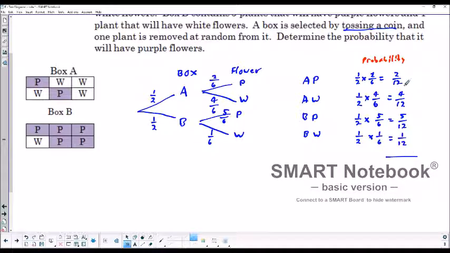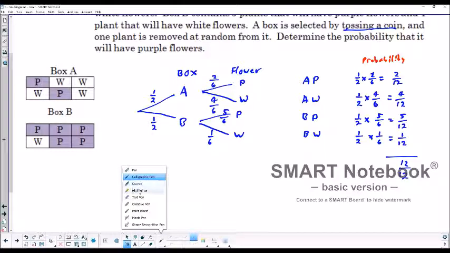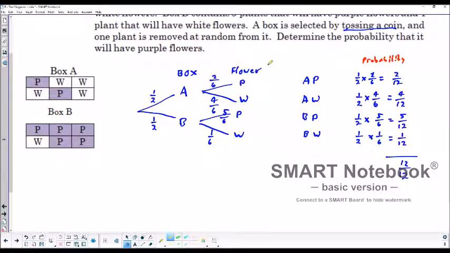And if we add all these together, 2 plus 4 is 6, plus 5 plus 1 is 6, we get 12 over 12, which is 1, which means that we will definitely be choosing a plant from one of those boxes. And we want to determine the probability that the plant we choose has a purple flower. Well, from box A, we get a purple flower, and there's a 2 in 12 probability of that. Or from box B, the plant has a purple flower, and there's a 5 in 12 probability that occurs.